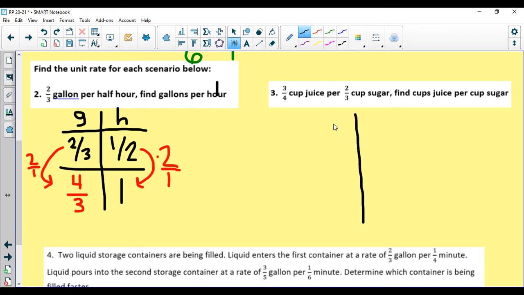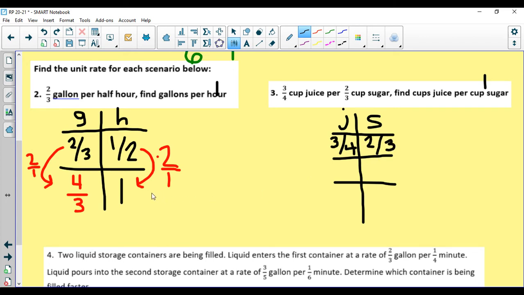Again, I'm using a ratio table. I'm going to put J for juice and S for sugar. It is cups juice per cup sugar, so that's my 1. I'm going to start with a few. I'm not sure how many I'll need yet. 3/4 cup juice to 2/3 a cup of sugar.